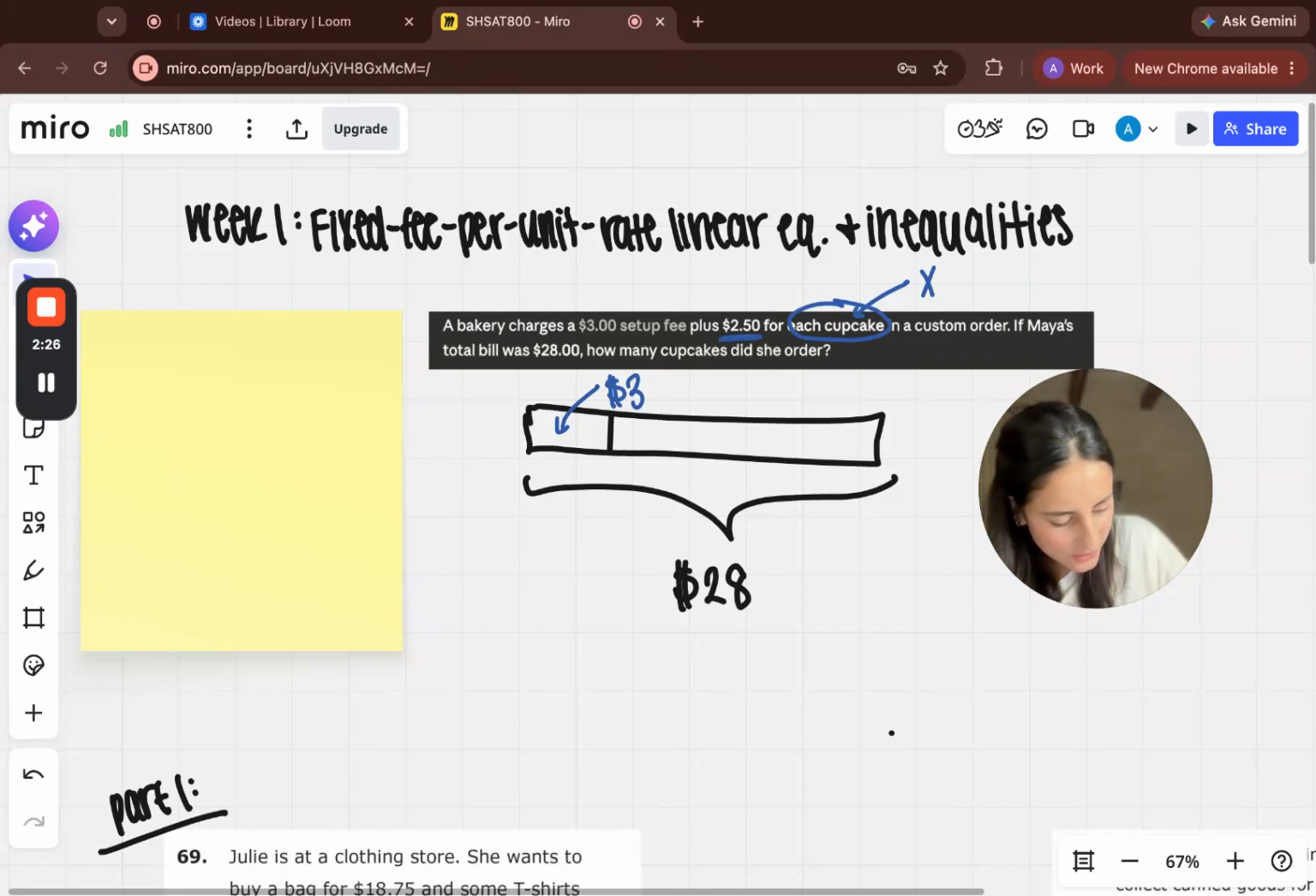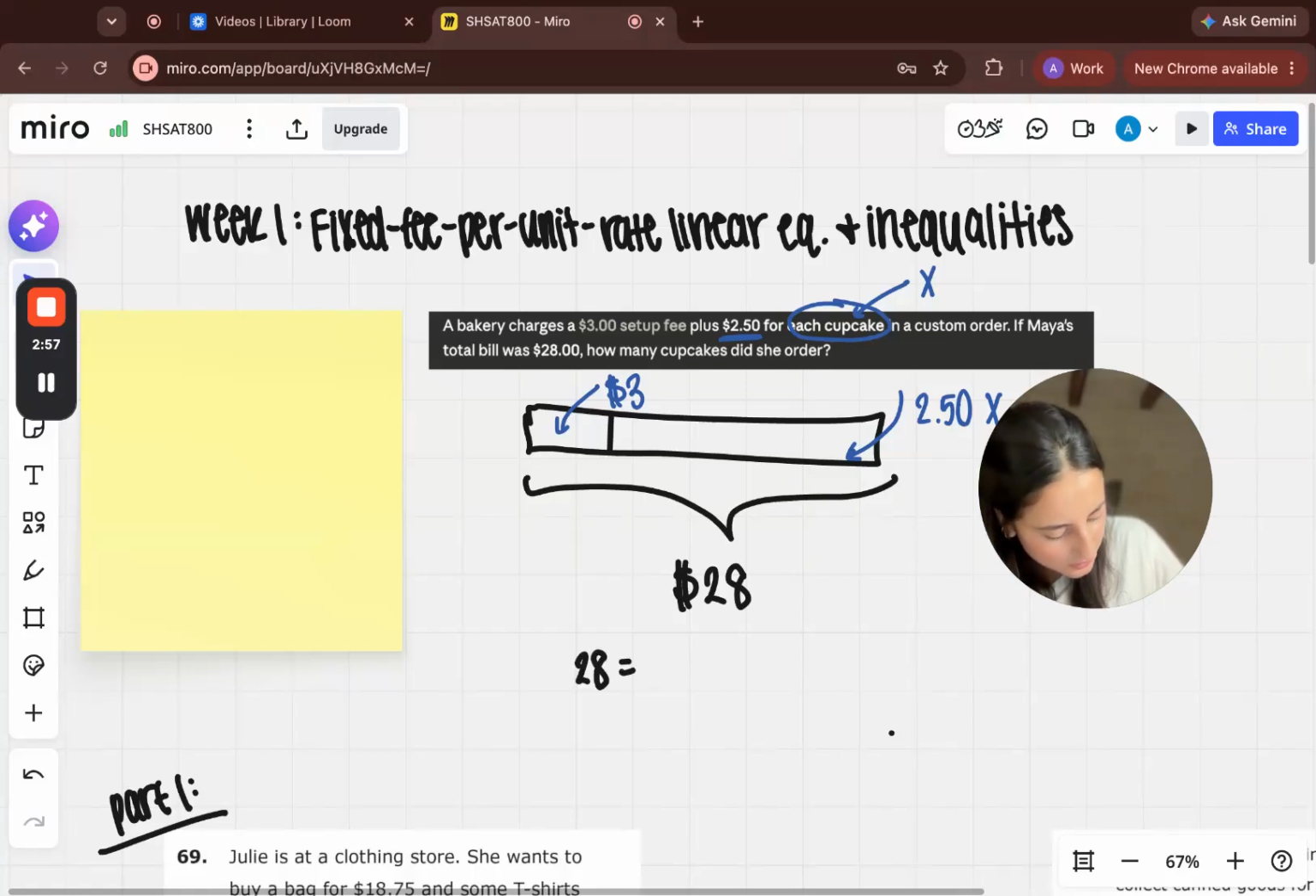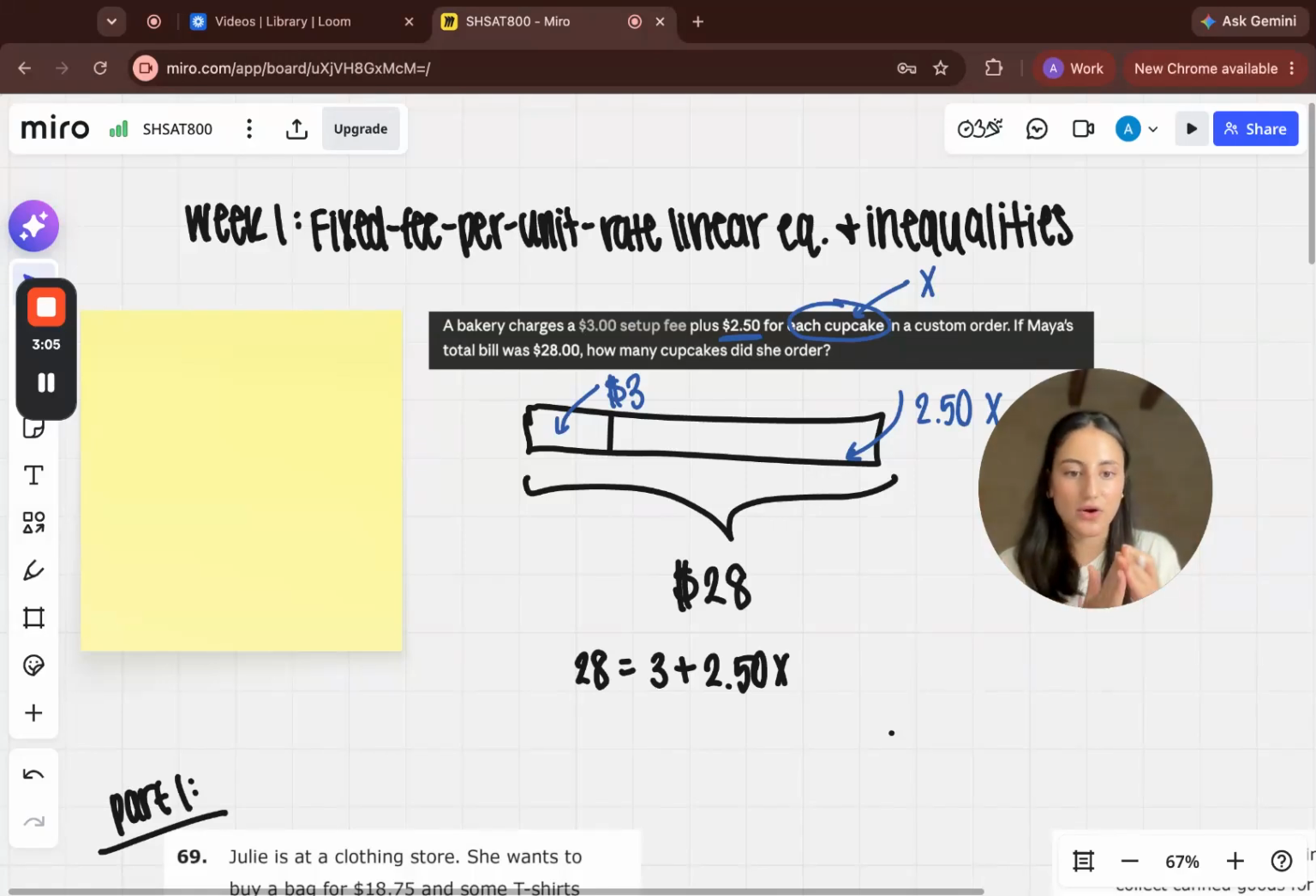So in this other section of the bar diagram, this represents $2.50 times X, which is the number of cupcakes. And those two added together is what's going to get us that final $20. So let's go ahead and set up a more formal equation for this. It's going to be that $20 is equal to $3 plus $2.50 times X. And then from there, we're going to go ahead and isolate the variable X.